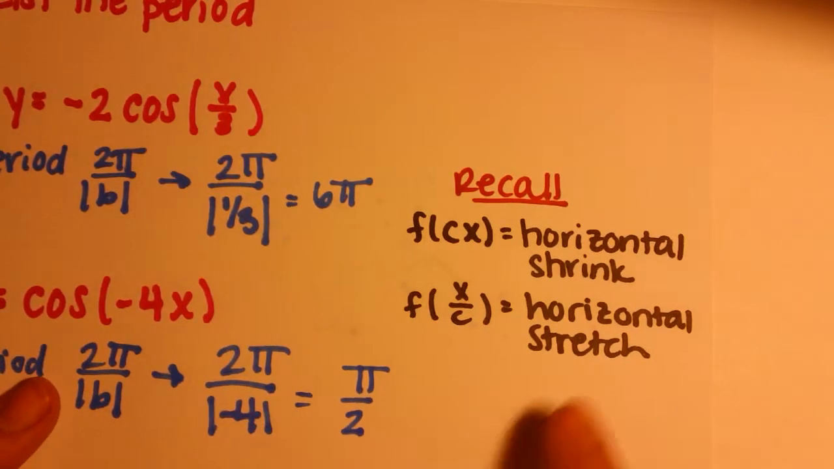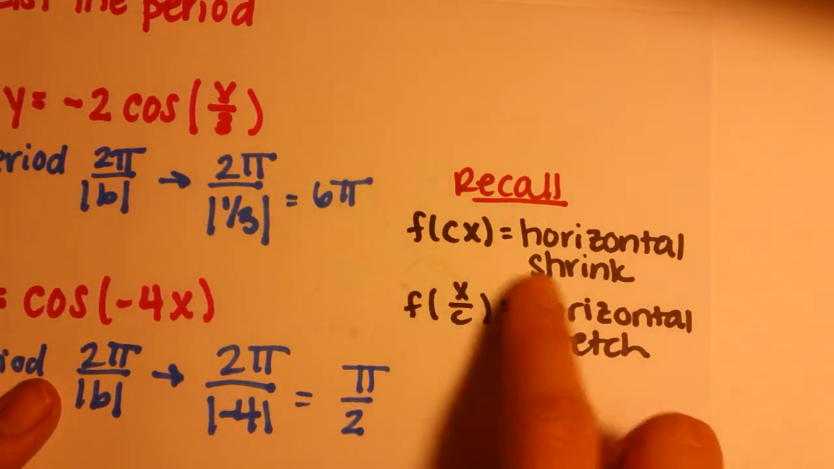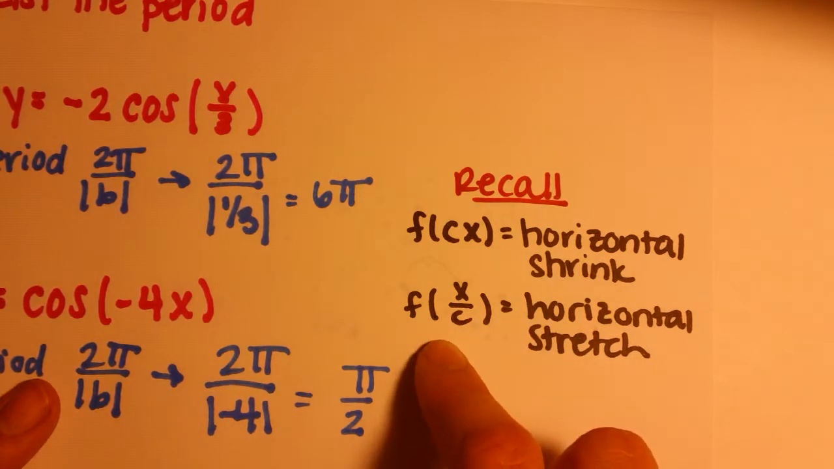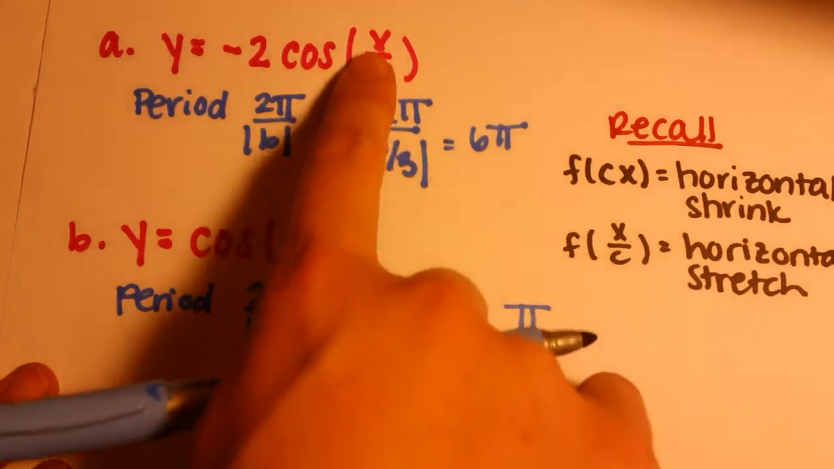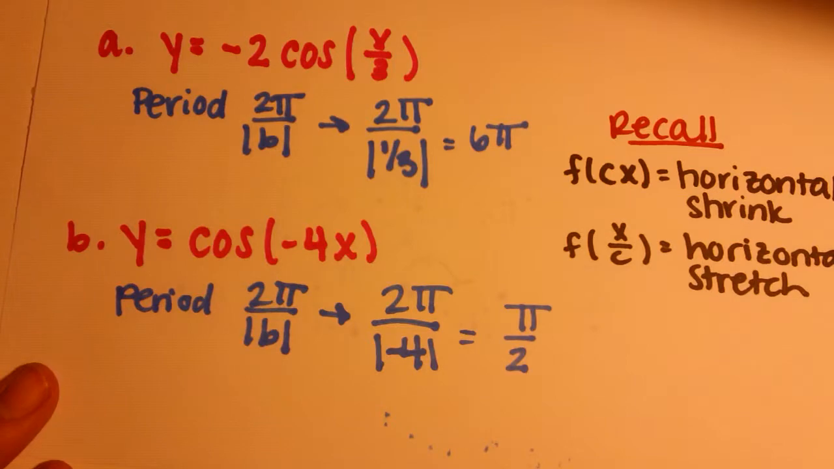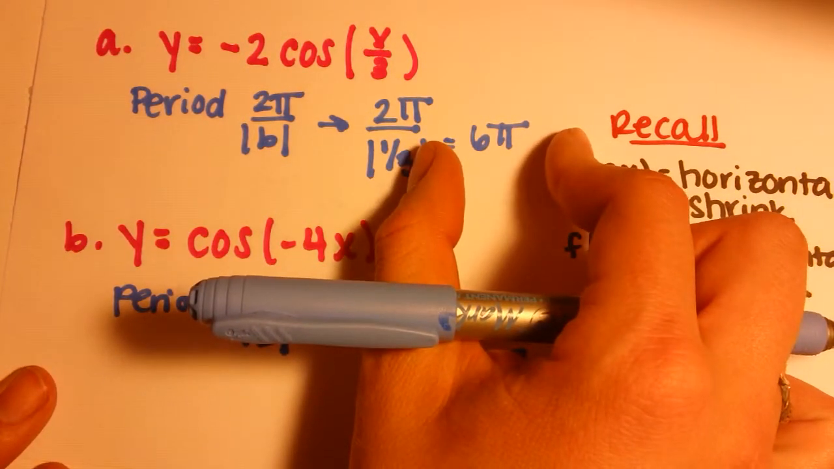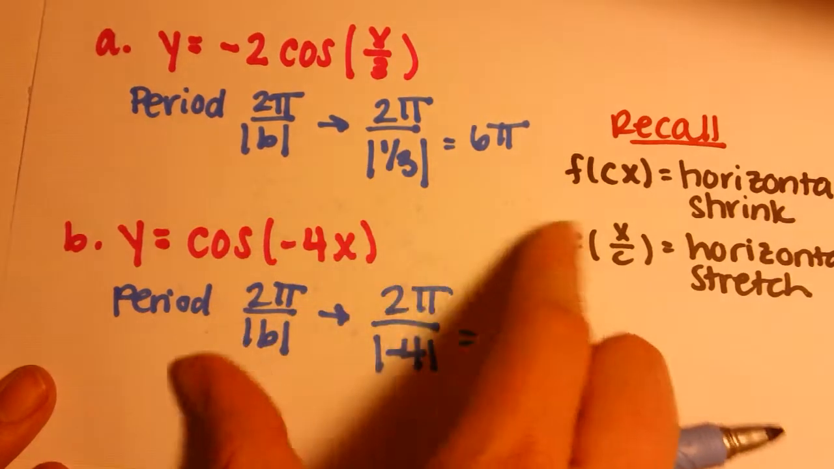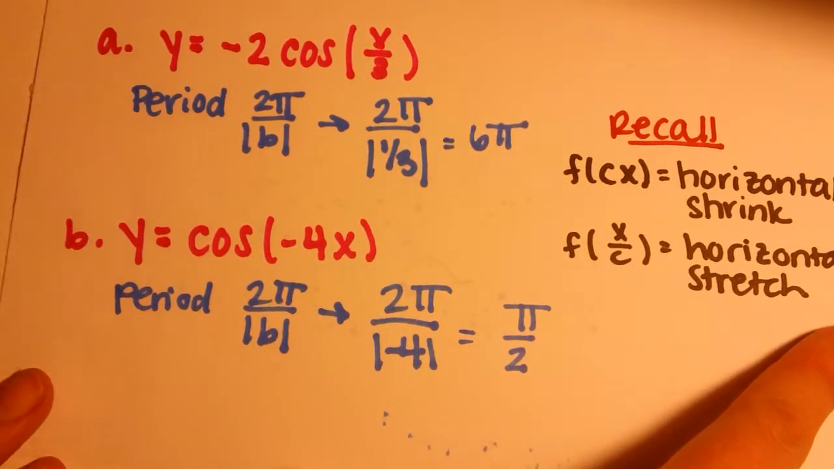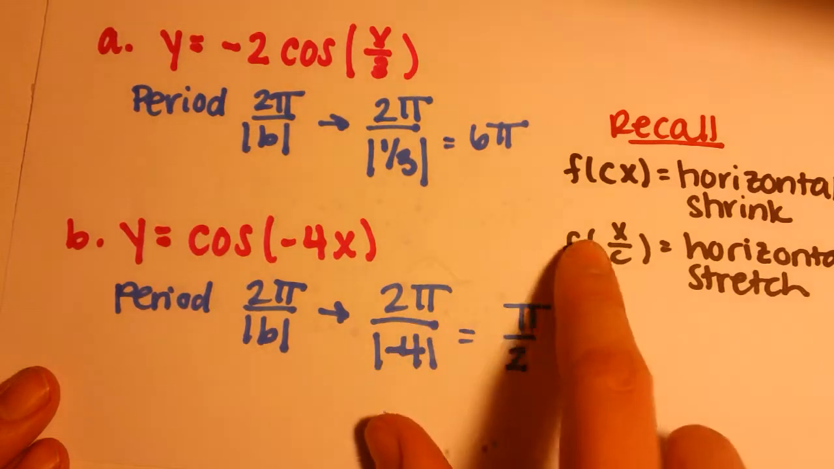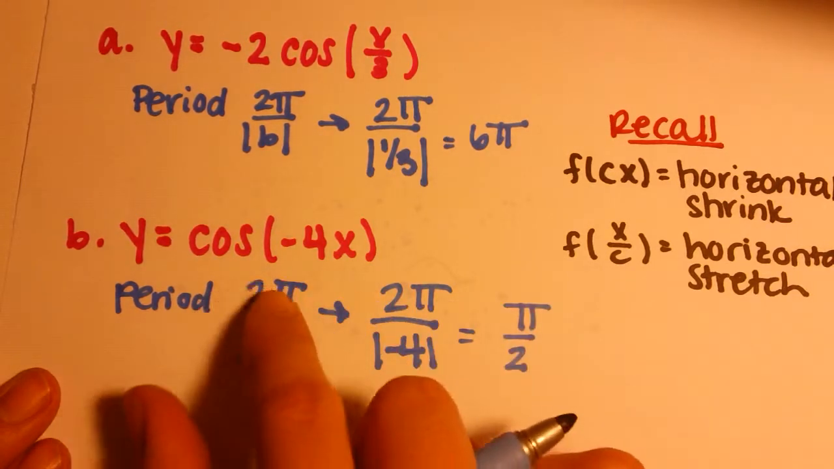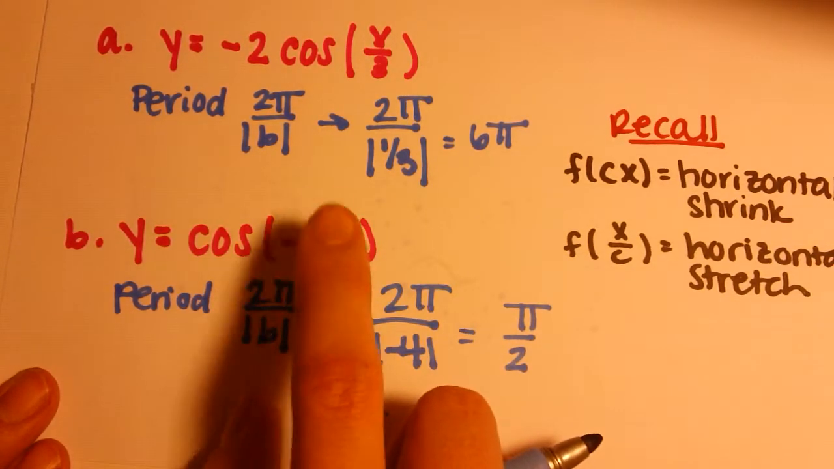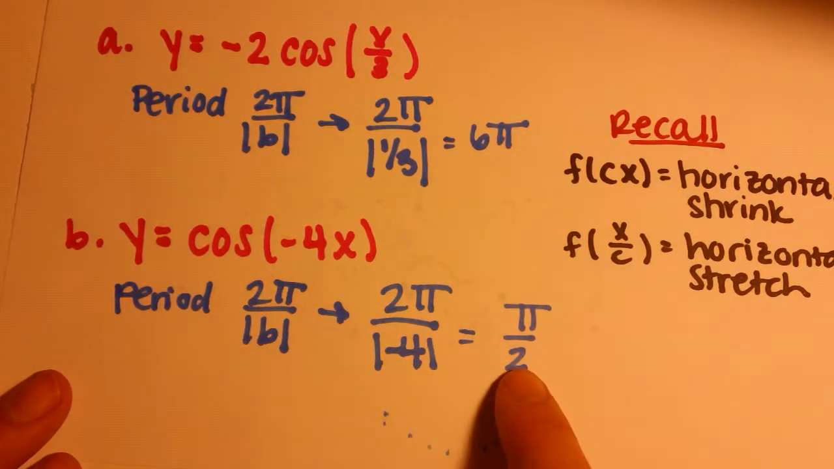Now, it's important to remember that f of cx is a horizontal shrink, and f of x over c is a horizontal stretch. So here, we have more of an x over c, and that gives us a horizontal stretch. So where the period you would think would be 2 pi, this b value stretches it out so that our period is now 6 pi. Looking at this other form, f of cx, where normally cosine of x has a period of 2 pi, this b value here is a horizontal shrink, causing the period to be now pi over 2.